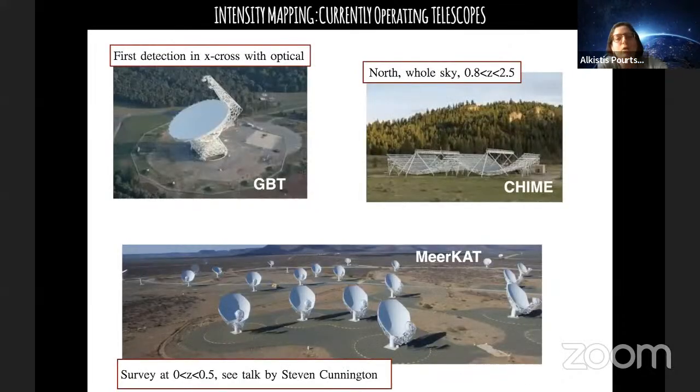And lastly, I wanted to talk about some data analysis work. Currently operating telescopes that we have are the Green Bank telescope, of course, that did the pioneering survey and the pioneering detection with the WiggleZ galaxies. We have CHIME that has data, and we also have MeerKAT that has data. I'm not going to talk about MeerKAT, even though I'm really involved in the work, because Steven is giving a talk, I think, tomorrow, a very nice talk with some exciting results, from what we have been doing with MeerKAT intensity mapping data. So stay tuned for that.